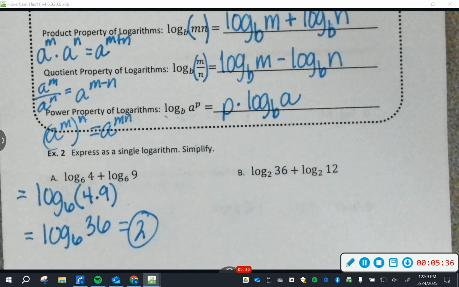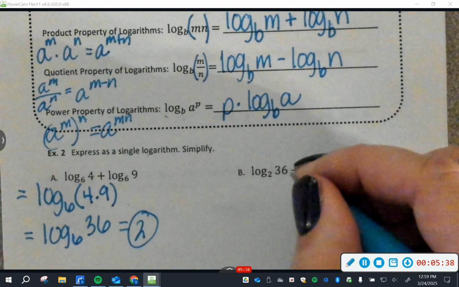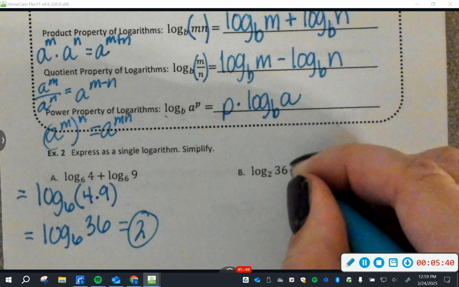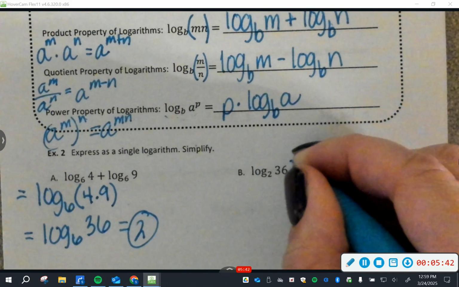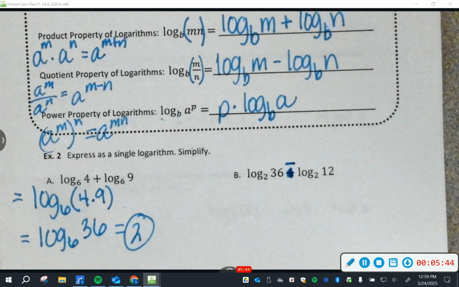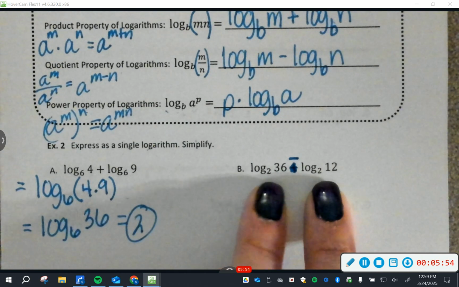I have a little typo in B. Okay? I'm sorry. I have a little typo. Scratch out that plus sign and change it to a minus sign. Okay? I want that one to be a minus. Because if it's a plus, then I have to multiply 36 times 12, and I don't want to do that. Okay? So this one, same here.